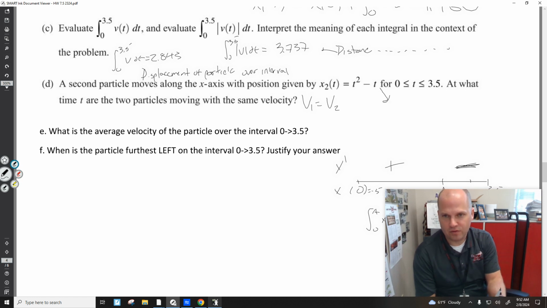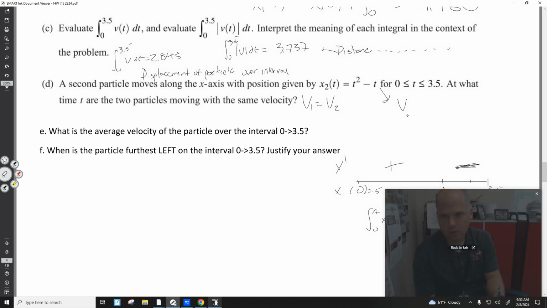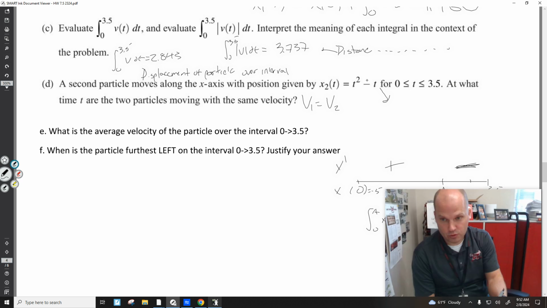Well, how do I find the velocity of particle two? I take the derivative. Would I use my calculator to take the derivative? No, I would not use my calculator to take the derivative. X prime of t equals v of t, which equals 2t minus 1.